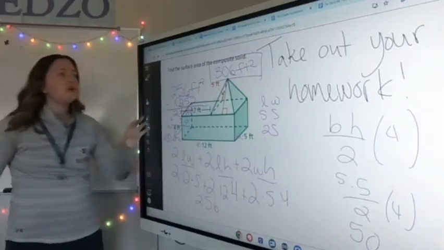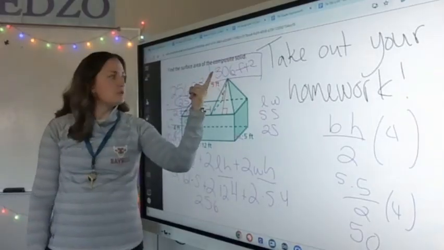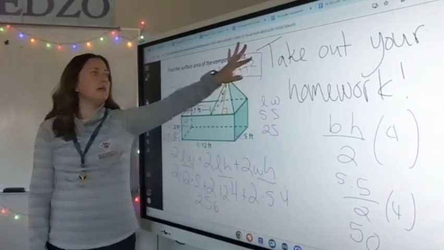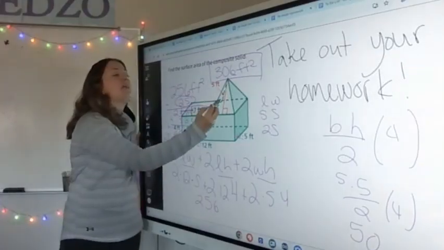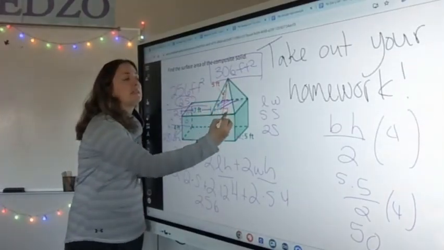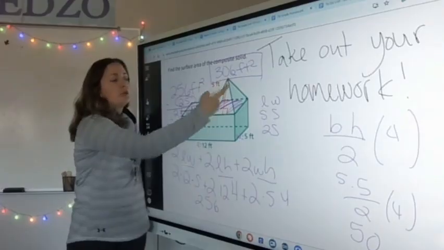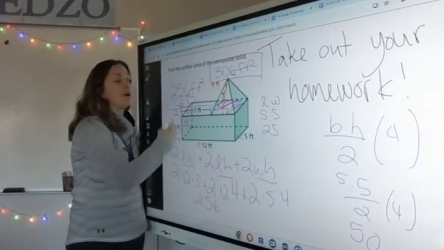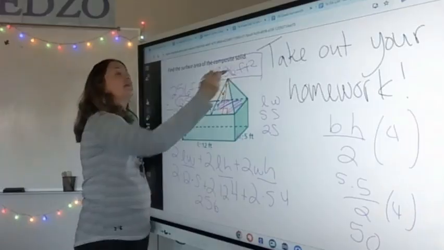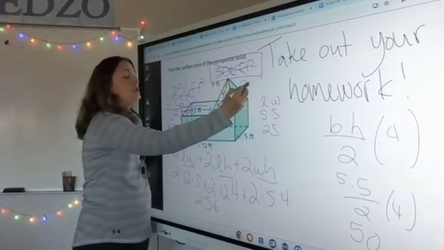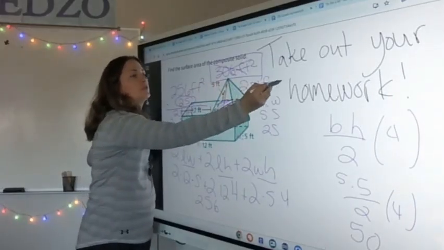Yeah, so if you're getting this number 306, those of you who are joining us virtually, 306 just means that you've added an extra base here, but we don't include the base on the pyramid and we have to take it off of our prism. So the final answer should actually be 281 feet squared.